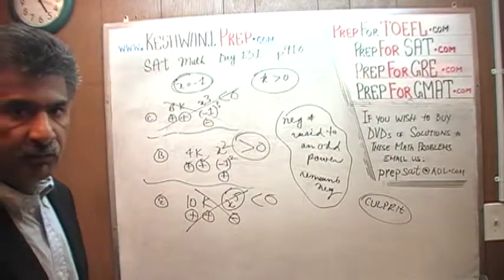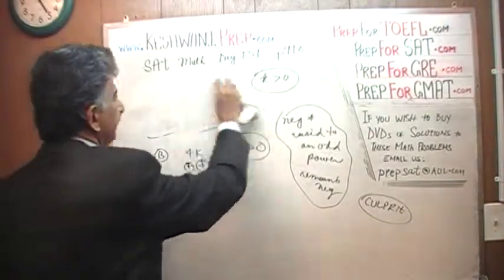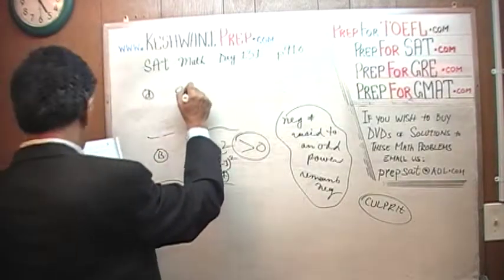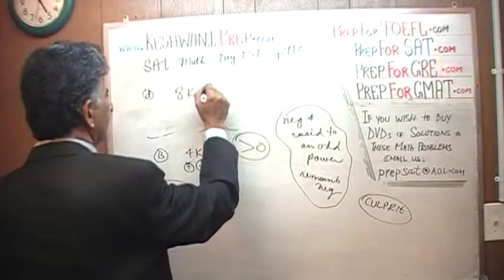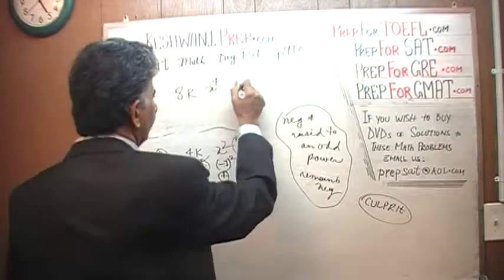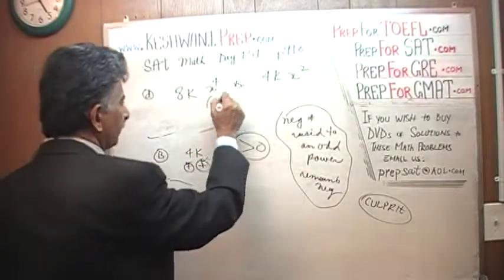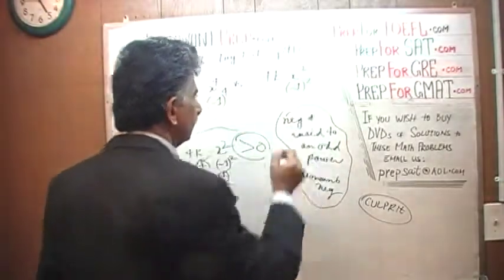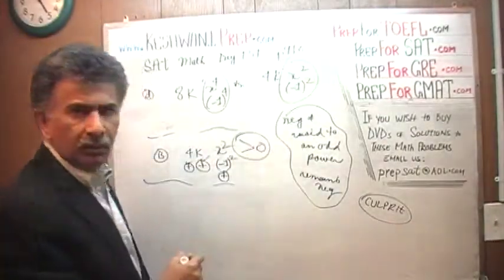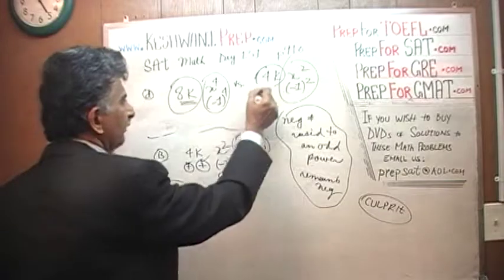So now the contest is between B, which is a positive quantity, and D. D says 8 times k times x to the 4th. 8 times k times x to the 4 versus 4 times k times x squared. Now -1 raised to 4 and -1 raised to 2 are the same quantities obviously, so they play no role here. But the point here is that this is 4 times k and this is 8 times k. Of course 8 times k is going to be more than 4 times k.